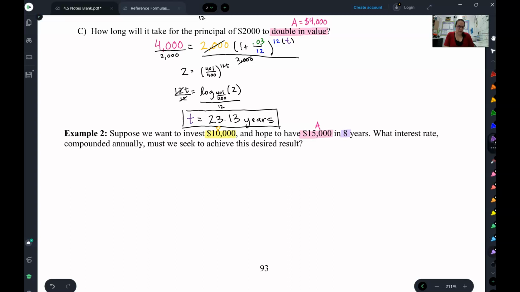So that 8 years is our T. That's our time. And it says, what interest rate compounded annually, so that's my N equals 1 time per year, annually, must we seek to achieve this desired result? So let's plug in what we've got. I have my A. I have my P. I do not know what my R is. I know my N is 1. And my T is 8.